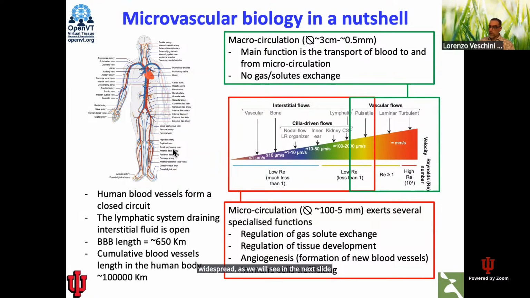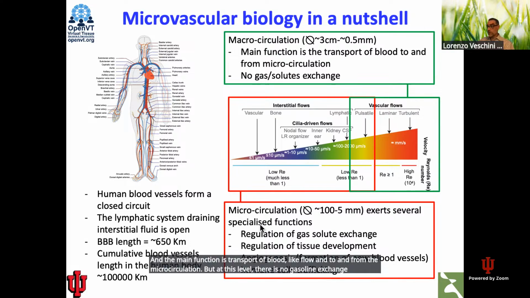They are broadly divided in two big systems, the macrocirculation and the microcirculation. The interesting point is that in the macrocirculation, we have a certain function. The macrocirculation is the one that you typically view in these kinds of diagrams. Only the big vessels, like 3 centimeters to 0.5 millimeters, like the aorta and the big conduits from the heart. The main function is transport of blood, like flow, to and from the microcirculation. But at this level, there is no gas or solute exchange.